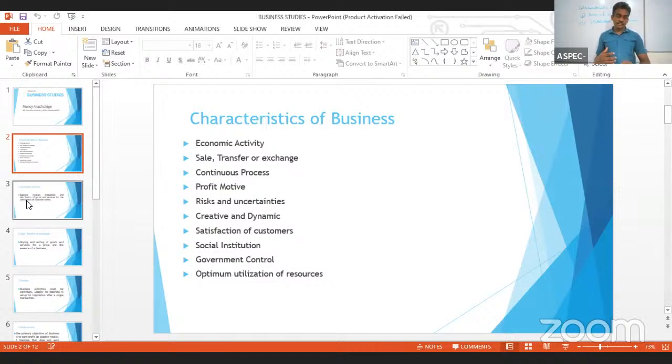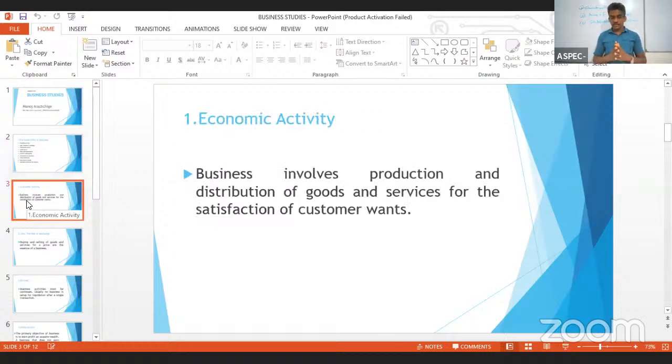Economic activity. Actually, what is business doing? Business involves production and distribution of goods and services for the satisfaction of customer wants. You know, people have needs and wants. What business does is offer the product to the market to satisfy human needs and wants. Right? Very first day we learned these things, business as a concept. Every business has to do production and distribution of goods and services, right? And the main characteristics of the business, right?